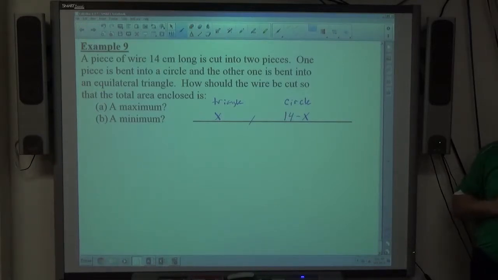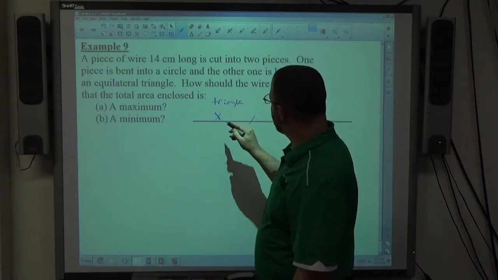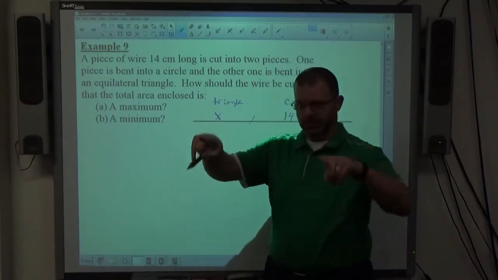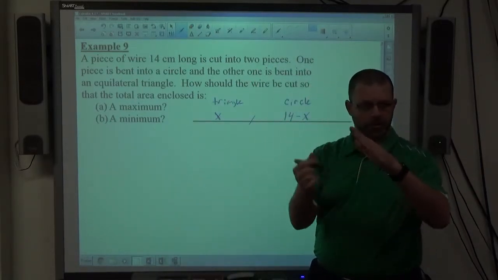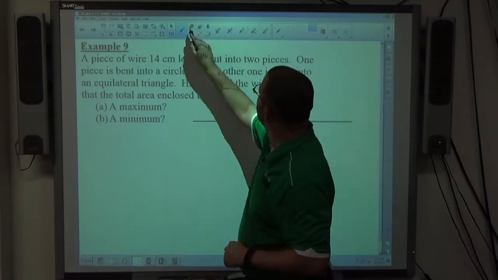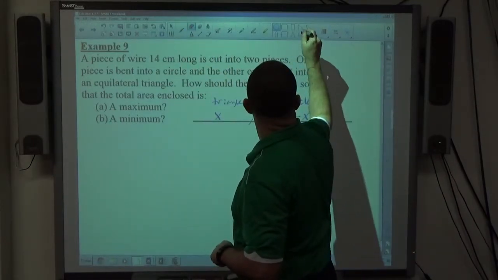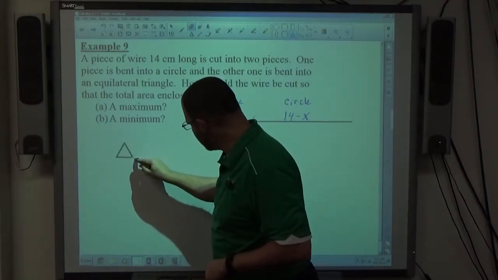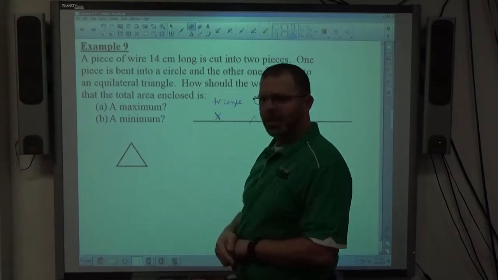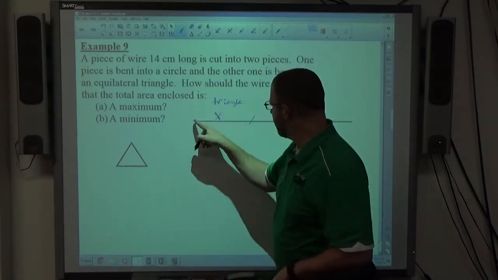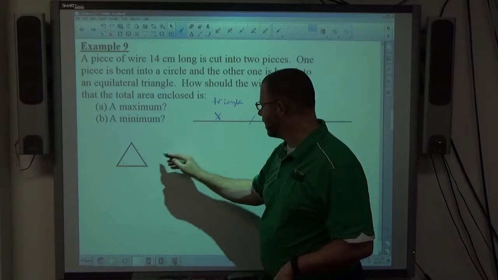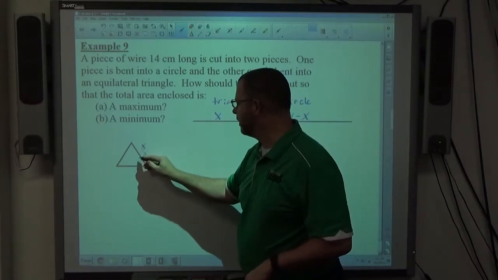All right, equilateral triangle, what's true about the sides of an equilateral triangle? They're all the same, right? So what X represents is the length of the perimeter of that triangle, right? So if I were to draw an equilateral triangle, that's my ability here. It's pretty good. And the perimeter of that equilateral triangle is X, then each side is going to be X over 3.